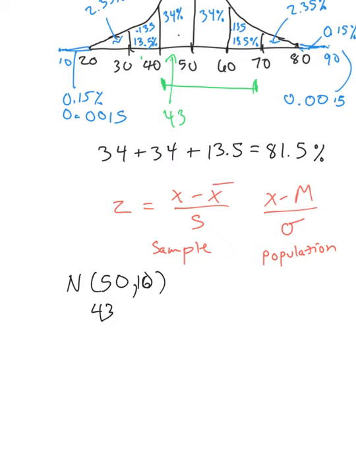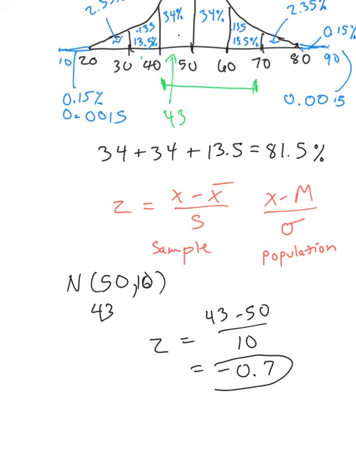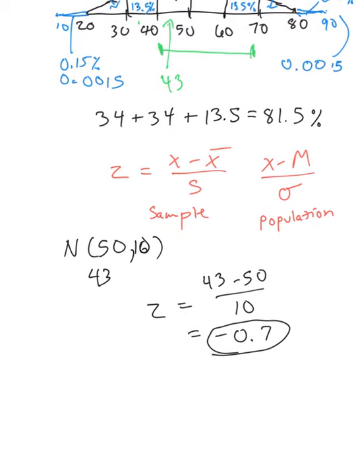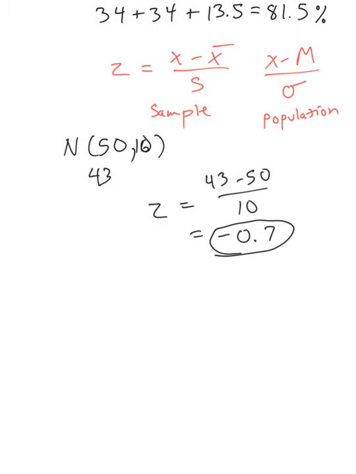And we want to find our z-score. So we just put it into our formula. Z equals 43 minus 50, divided by 10. That should give us our z-score. So our z-score should be negative 0.7. That would be our answer there. It means it's negative 0.7 standard deviations from the mean, so it's below the middle, the average.